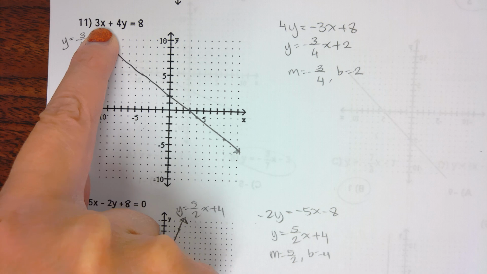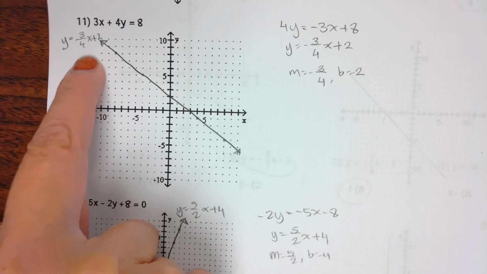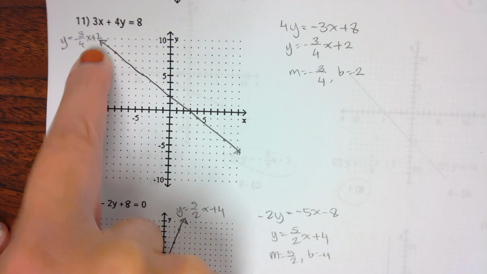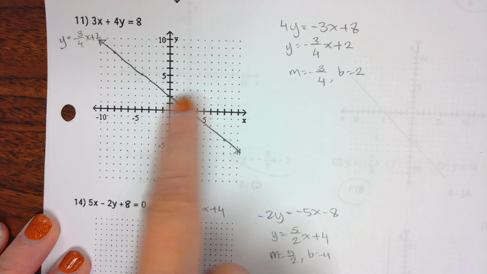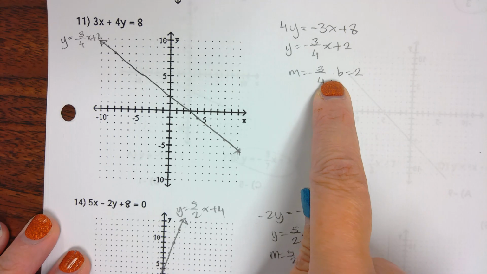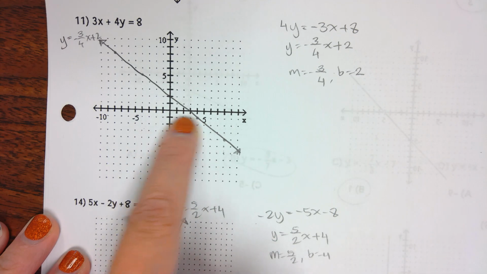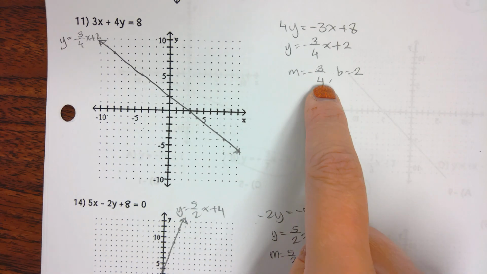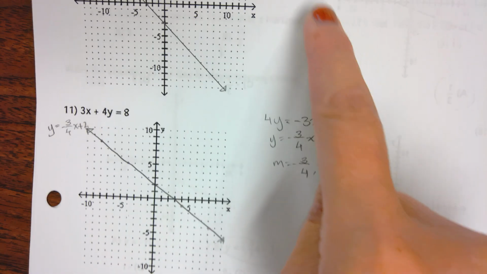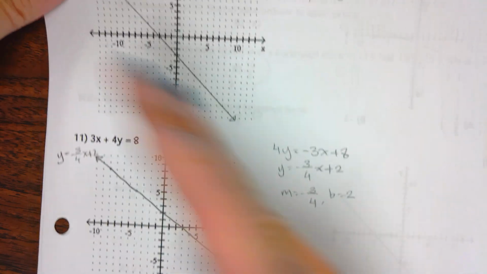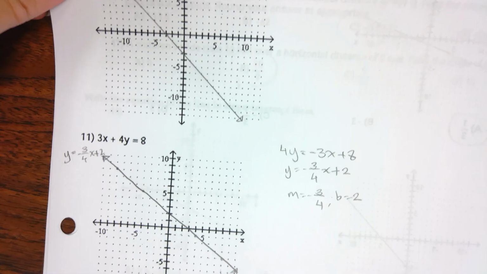So move that 3x over to the other side, and then divide everything by 4. So 8 divided by 4, you get the 2. So your y-intercept is right here, at 2. Your slope is negative 3 over 4. So down 3 over 4 to the right. Okay. Notice for all of these, your slope is negative, and that's why the direction of the line is this way.